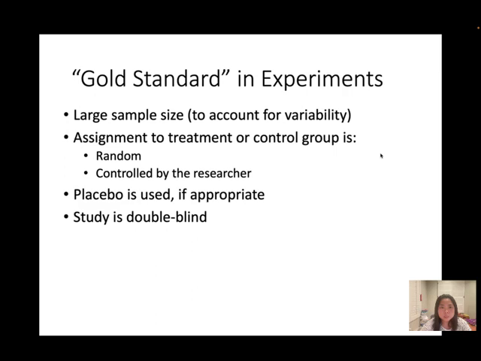The gold standard in an experiment: large sample size. Every time we want to do an experiment, we want a large sample size. And then assignment to the treatment or control group is random, controlled by the researcher. Usually we use technology, the computer, to randomly pick the people. A placebo is used, if appropriate. The study is double blind, meaning no one knows which is the treatment group and which is the control group.